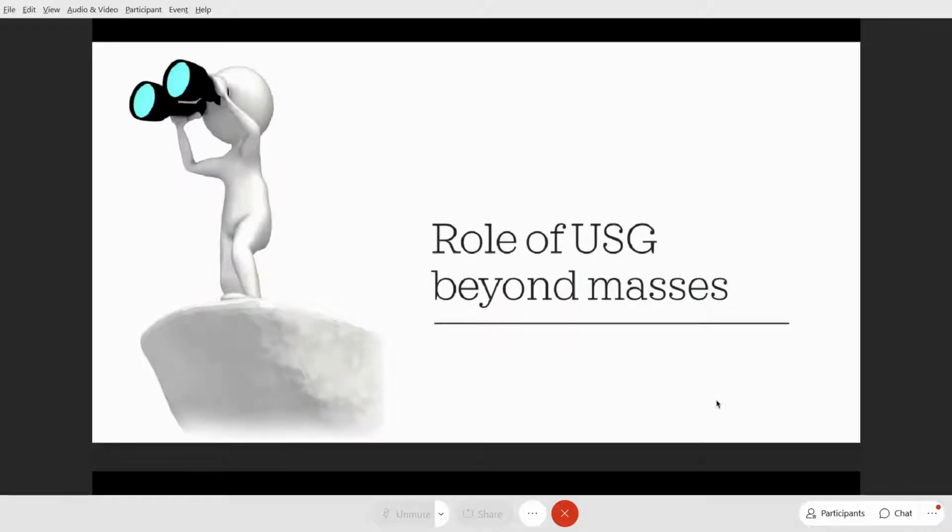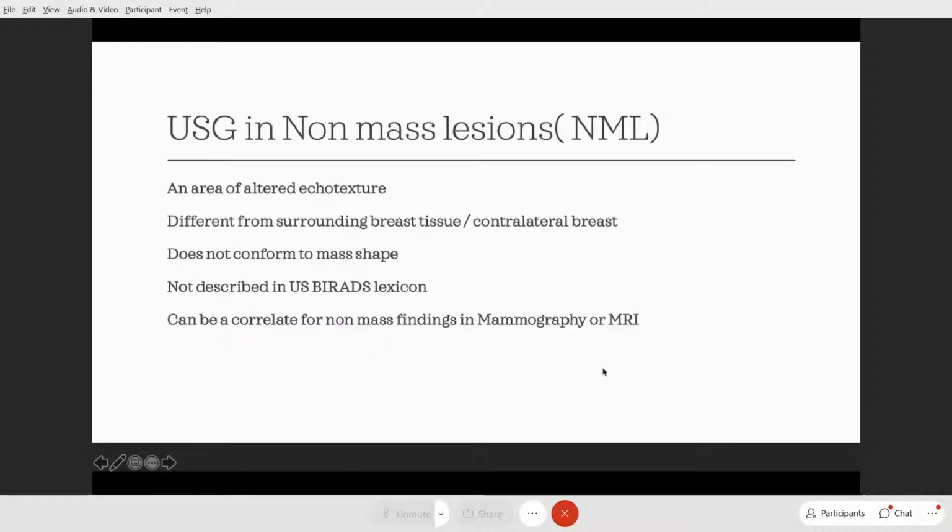Now, we are moving to the last set of cases, where the role of ultrasound is beyond masses. What is beyond mass? That is something with the terminology called non-mass lesions. It is an area of altered echo texture, different from surrounding breast tissue or from the contralateral breast. They do not conform to the shape of a mass. And we all know this terminology is not described in ultrasound BI-RADS, and it is also not uncommon for us to encounter these sort of non-mass lesions in our day-to-day clinical practice.